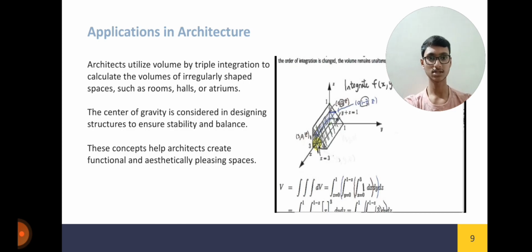Applications in architecture. Architects utilize volume by triple integration to calculate the volumes of irregularly shaped spaces, such as rooms, halls, or atriums. The center of gravity is considered in designing structures to ensure stability and balance. These concepts help architects create functional and aesthetically pleasing spaces.